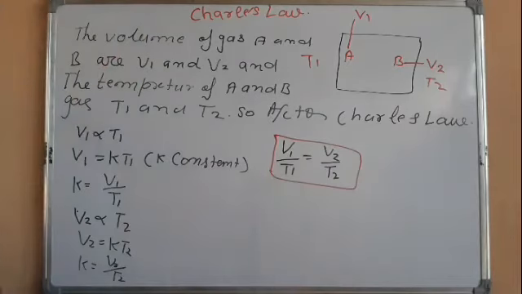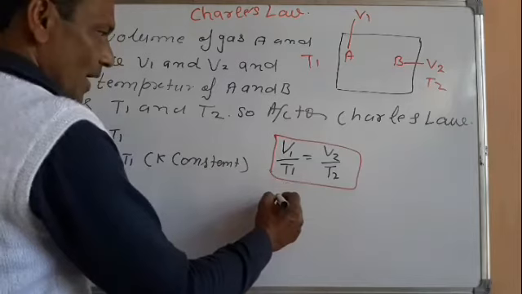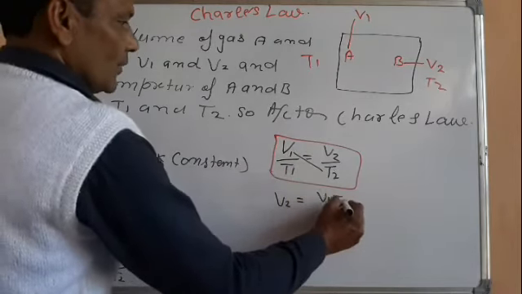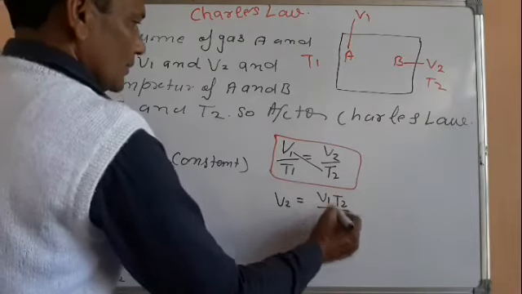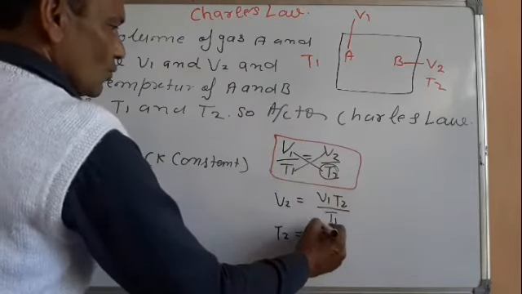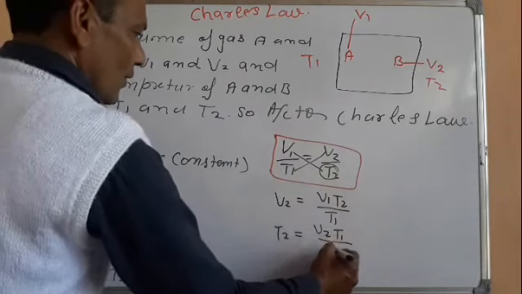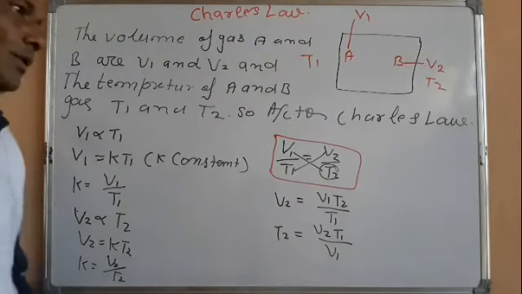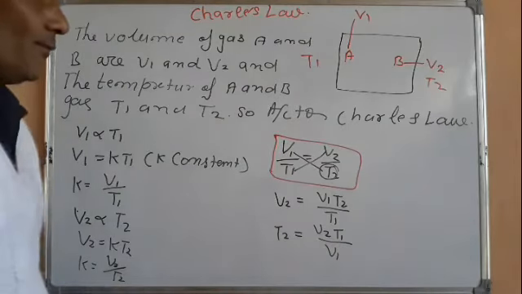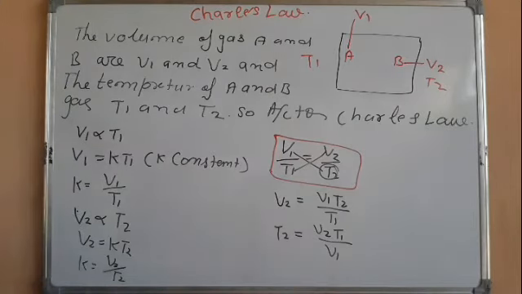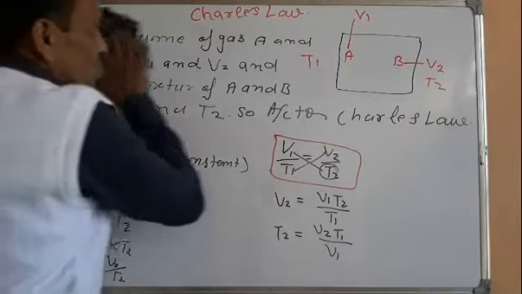This is the relationship and mathematical formula of the Charles law. So V2 is equal to V1 T2 upon T1, and T2 is equal to V2 T1 upon V1. So students, find the values of V1, V2, T1 and T2 by this formula. So take a numerical problem, one example.